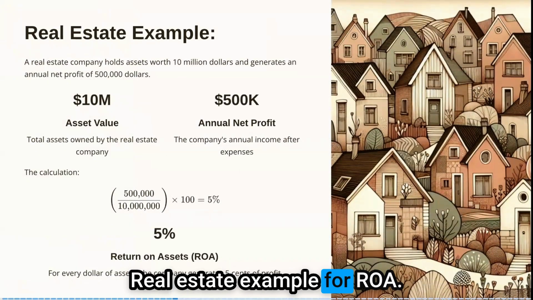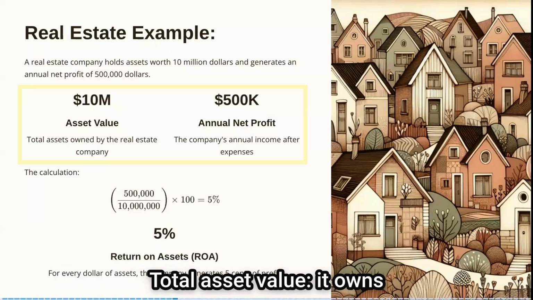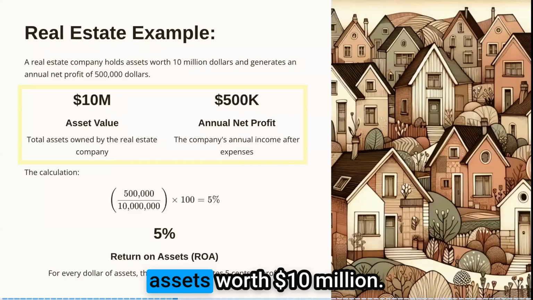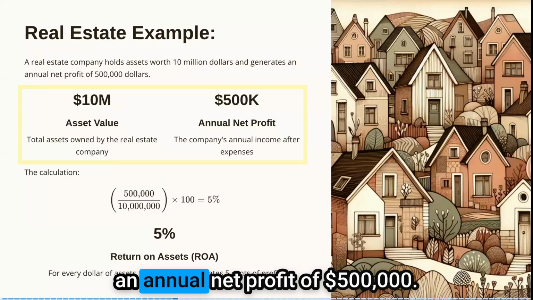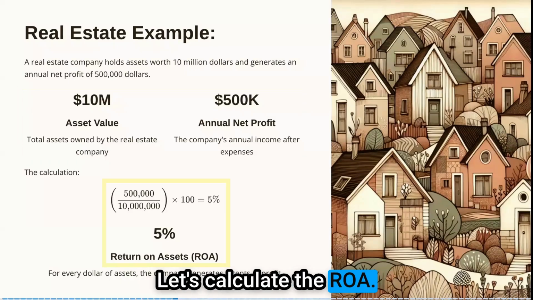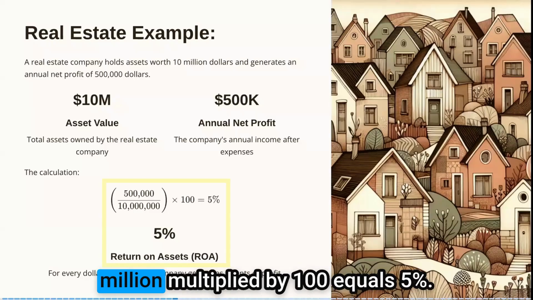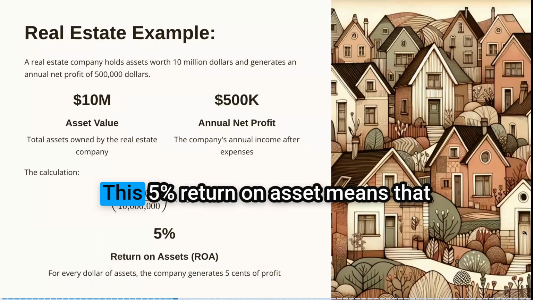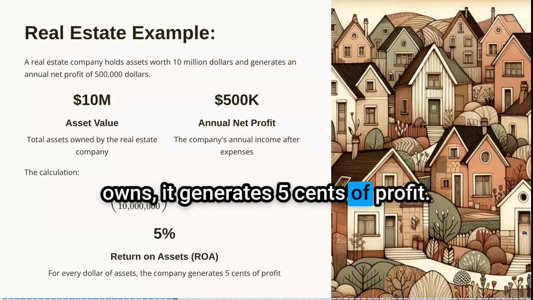Real estate example for ROA. Let's say a real estate company has the following total asset value. It owns assets worth $10 million. It generates an annual net profit of $500,000. Let's calculate the ROA. ROA equals 500,000 divided by 10 million multiplied by 100 equals 5%. This 5% return on asset means that for every dollar of assets the company owns, it generates 5 cents of profit.